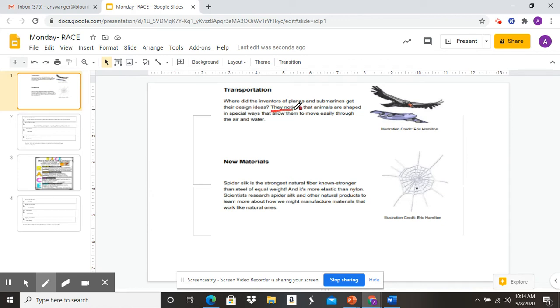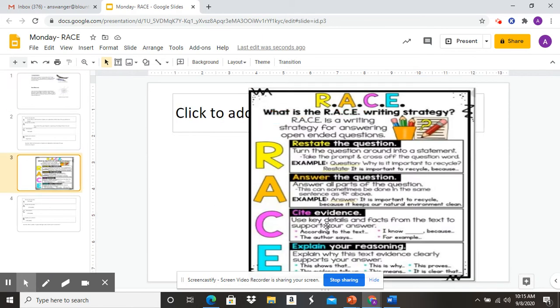They noticed that animals are shaped in a special way that allows them to move easily through the air and water. And I underline that because I've got to come back and I have to type in every single bit of that because that's my cited evidence. You'll also notice in my RACE poster, the C will have me some sentence stems that I can start out my answer with. So according to the text, the author says, or for example. So I'm going to pick and I'm going to start out my cited evidence with according to the text.